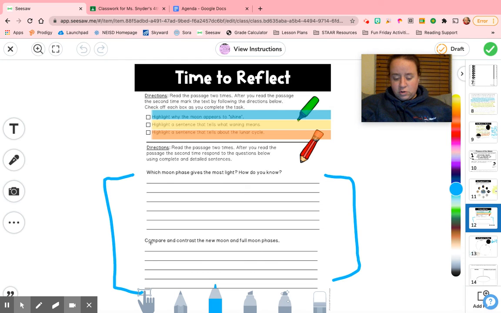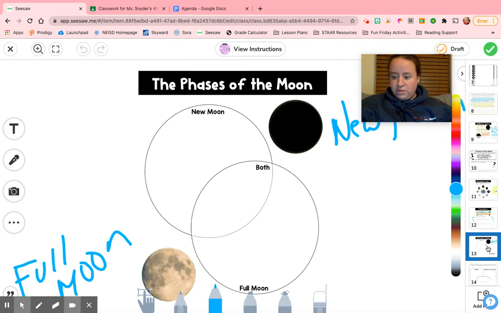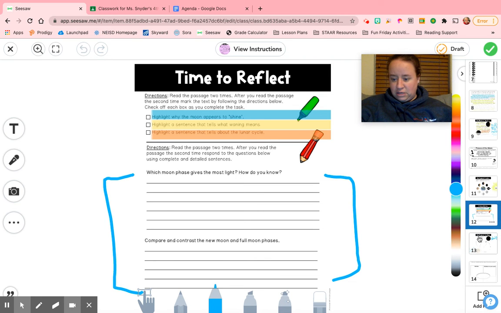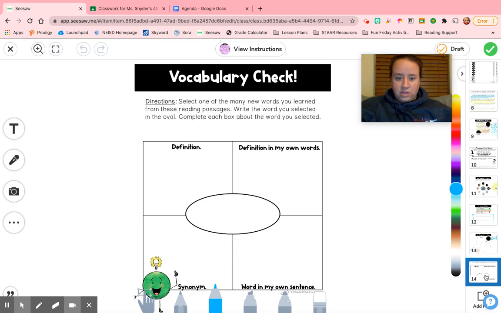page, this question right here, compare and contrast the new moon and full moon. This goes with page 13. So I said if you wanted to, you could use this to help you organize your information to answer this last part, then that was fine. Otherwise, if you didn't need it, that's fine too. And then here on 14 is where they worked today.